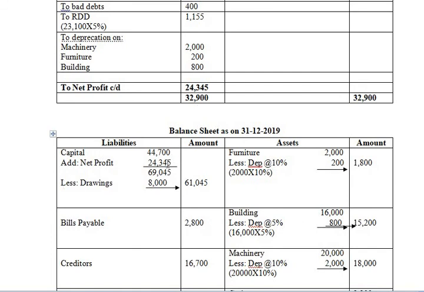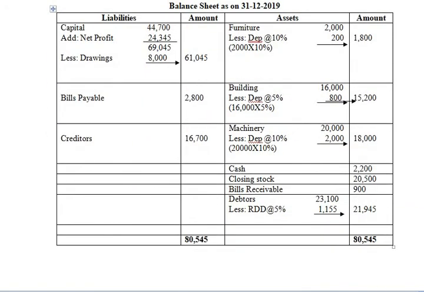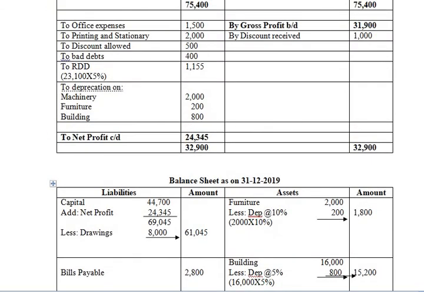This profit has been brought down here, 23,445. When you total it out, capital 44,700 plus net profit, you get 69,045 minus drawings, which is 6145. When you total the balance sheet, there's nothing more to be taken in the balance sheet. So when you total it out, it is 80,545.